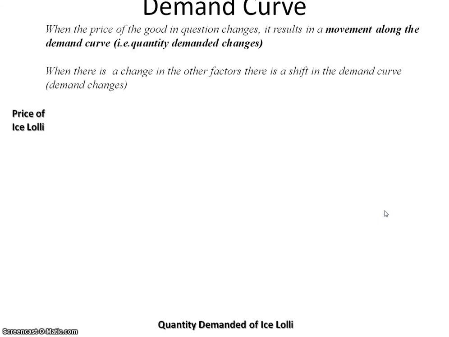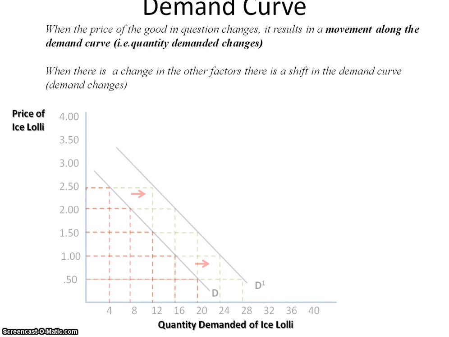So when the price of a good in question changes, it results in a movement along the demand curve. That means the quantity of the good that is demanded has changed. Your quantity demanded changes. But when there's a change in other factors, because what we saw happen with the shift in the demand curve, it would happen with all the other factors that affect demand apart from price. Okay? So let me explain.